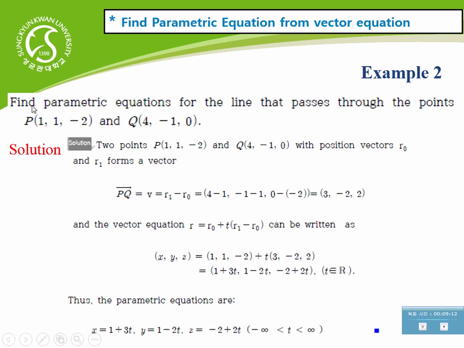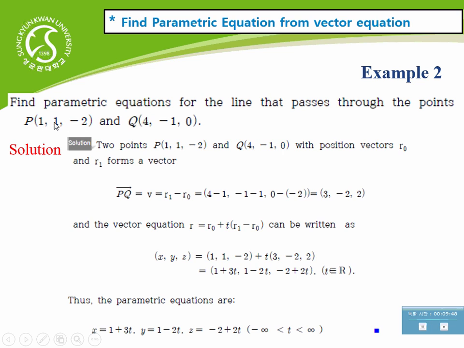Example 2. Find the parametric equation for a line that passes through the points P and Q. From these two points, we can find the direction vector from P to Q. So you just subtract, find Q minus P, like this: 4 minus 1, minus 1 minus 1, and 0 minus 2, which gives us the direction vector. And just choose one point that the line passes through.